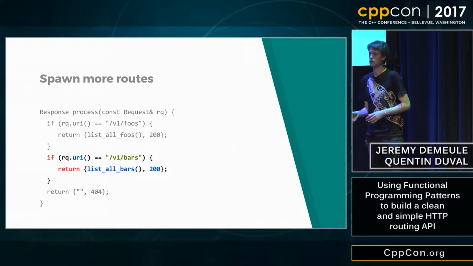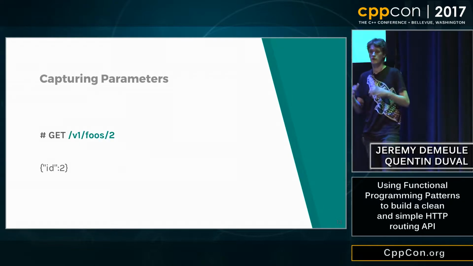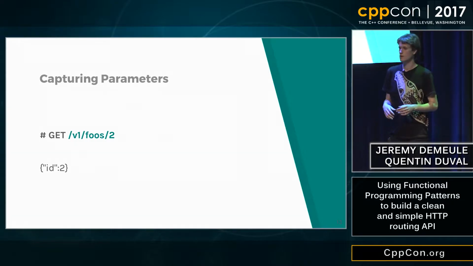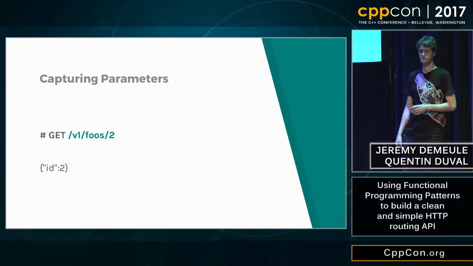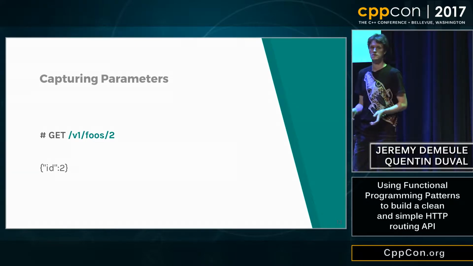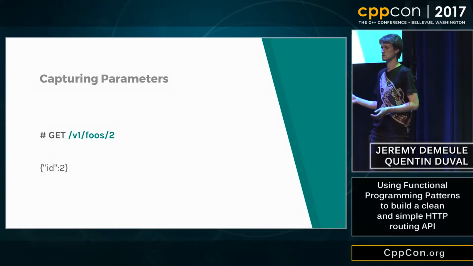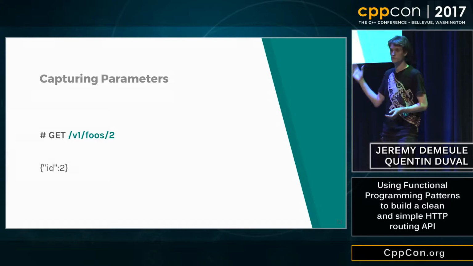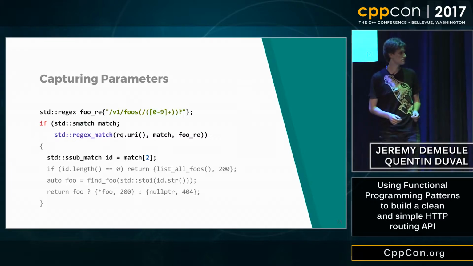What we will do now is, instead of sending a static URI, meaning a URI that doesn't contain variables, we are going to send a URI which contains something that we must extract. For instance, we're going to send the GET request to the URI /v1/foos/2, where 2 stands for the identifier of the foo that we would like to retrieve. So how can you do that?